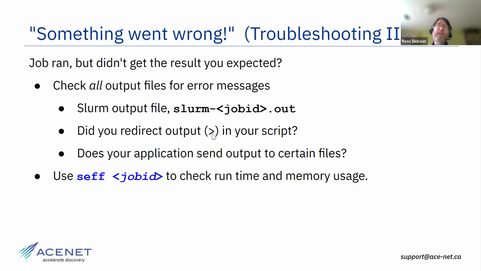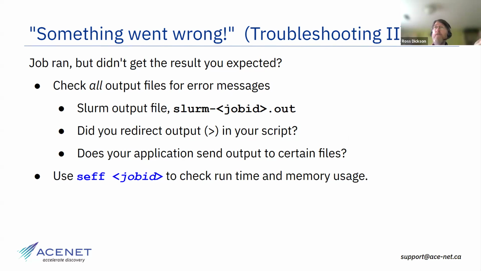Did your job script redirect output to some other file? Have you looked in that file? Are you running an application that sends output to certain files, even when you don't give it a redirect, or doesn't send things to standard out? A lot of applications will write things to a bunch of files, like they'll have their own log file or something. Look in there, see what it says, see if you can make anything of the message.